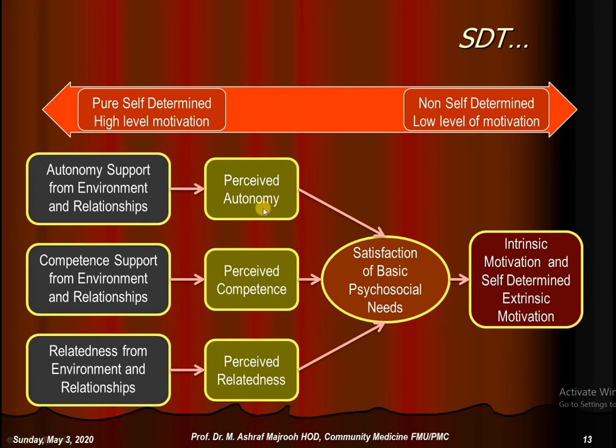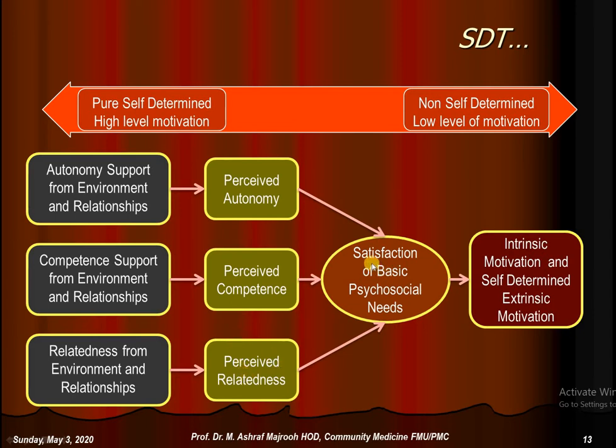The intrinsic motivations, as I have explained, are determined by these three components: the perceived competence, the perceived autonomy, and the perceived relatedness. They are in turn supported by the environment and relationships: autonomy is supported from the environment and relationships, competence is also supported from the environment and relationships, and relatedness likewise. So all these three interventions will support the perceived autonomy, perceived competence, and perceived relatedness.